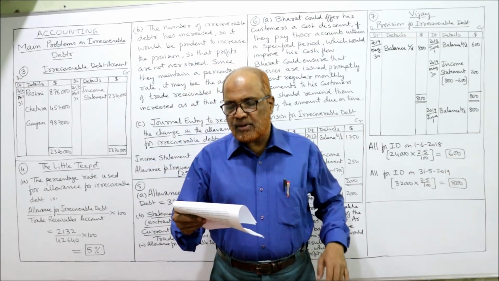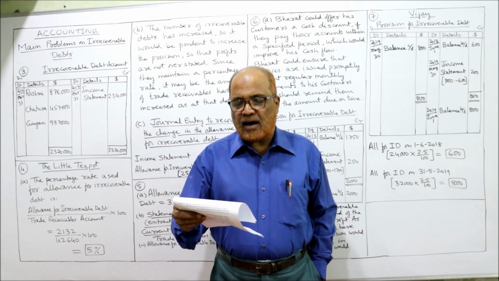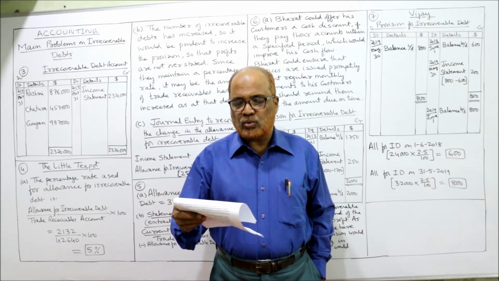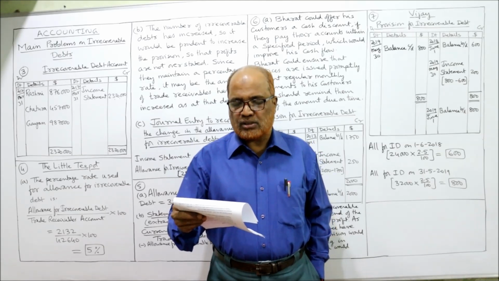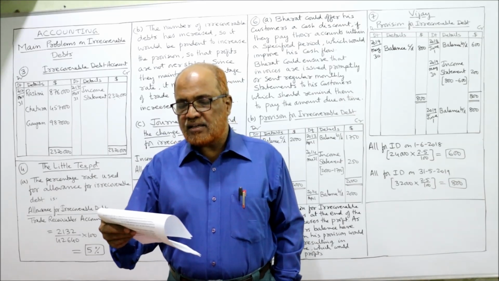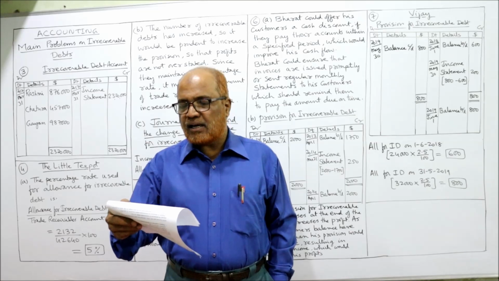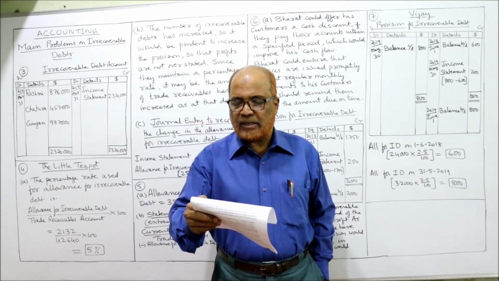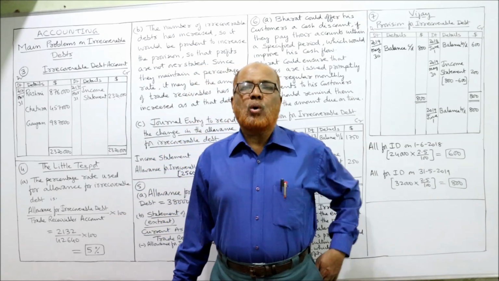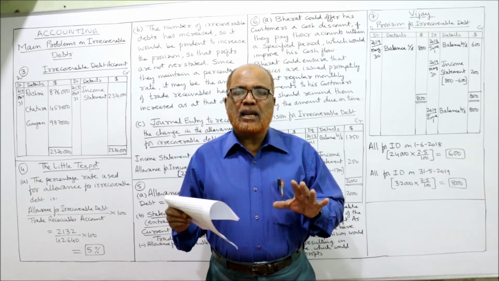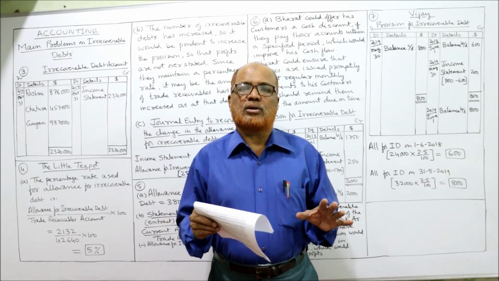Now, who are the customers? Rashmi, LKR 876,000. Chatura, LKR 457,000. Gyan, LKR 987,000. Prepare the irrecoverable debt account for the year ended 31st March 2017. So, we are only required to make the irrecoverable debt account.